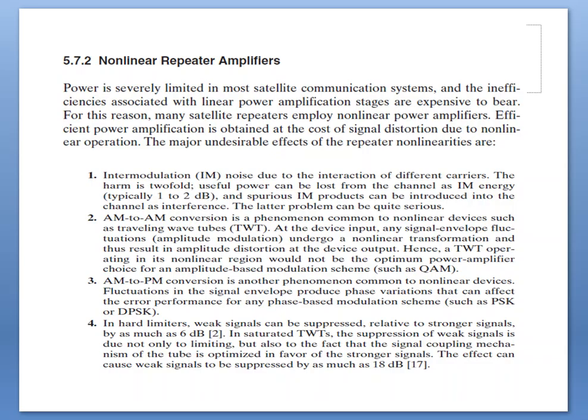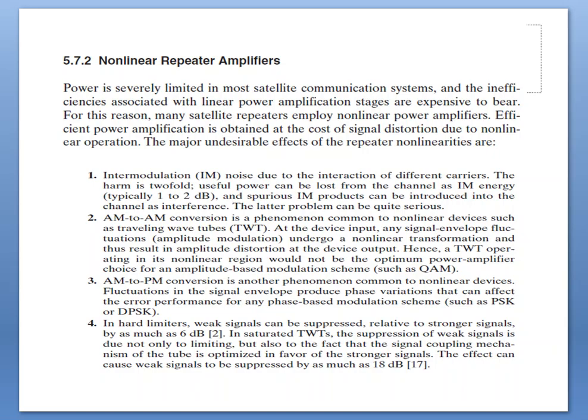In a saturated TWT, the suppression of the weak signal is due not only to the limiting but also to the fact that the signal coupling mechanism of the tube is optimized in favor of strong signals. The effect can cause weak signals to be suppressed by as much as 18 dB.